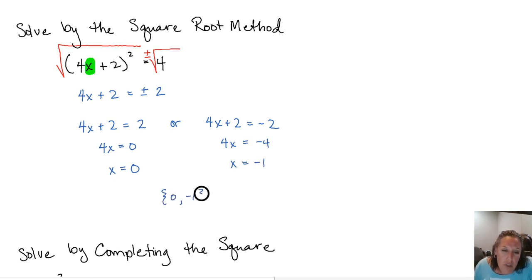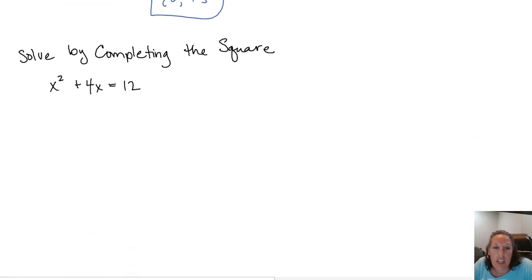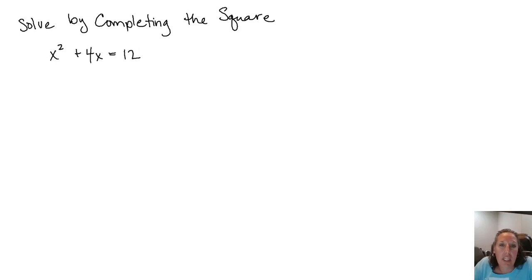So those are our solutions, 0 and negative 1. If we had multiplied that all the way out, we would have had an x that was squared, and so we get two solutions to that quadratic equation. All right, now let's look at a completing the square problem.